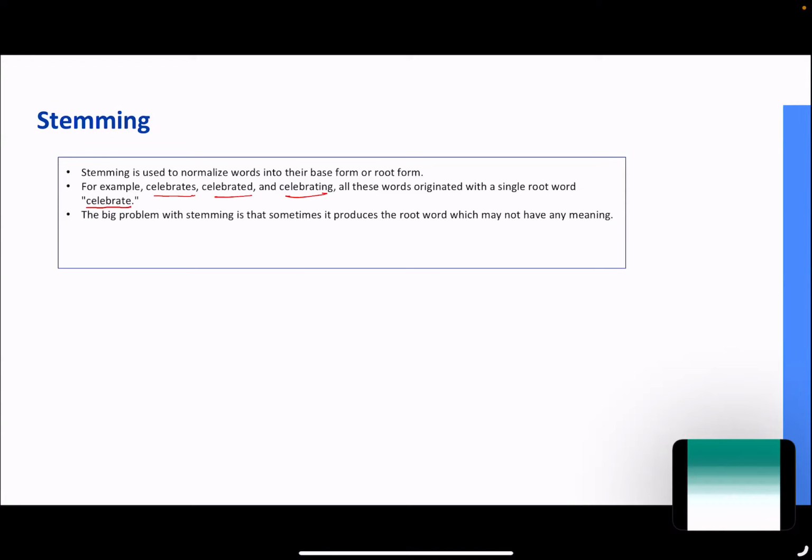So what is a big problem in stemming? Stemming will only convert words into the root word, but that may be meaningless and cannot depict the meaning that the word has in English. So one major problem with the root word is that it may not have any meaning.